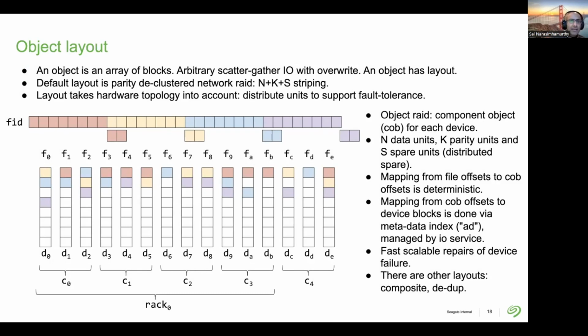So you can have any kind of so-called parity declustered RAID, where you have any number n, which is the number of data blocks, k, the parity blocks, and s, some spare units. All of n, k and s can be dynamically adjusted based on what is needed. You can also have other kinds of layouts, such as deduplicated layouts, and composite layouts across multiple tiers. So that's how an object is laid out across various enclosures and racks.